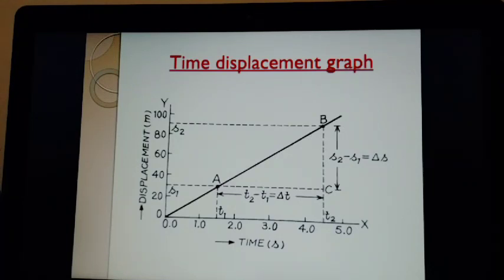Please note down, the slope of the time displacement graph gives the velocity of that object. So the displacement time graph refers to its velocity. How? The velocity is the slope of that time displacement graph.